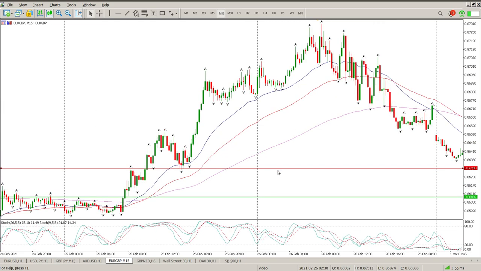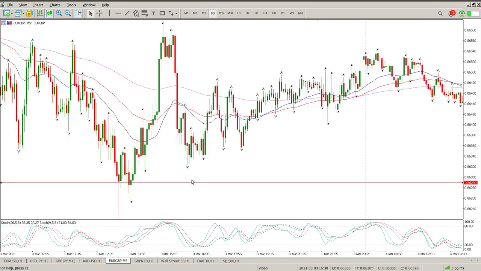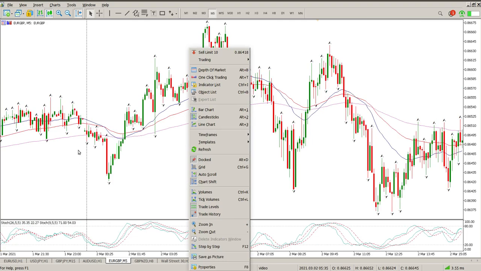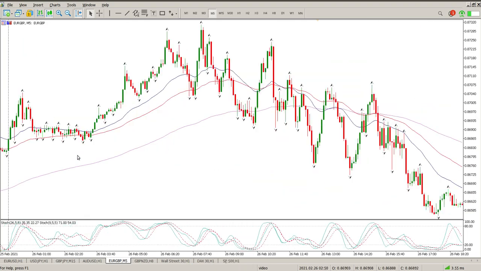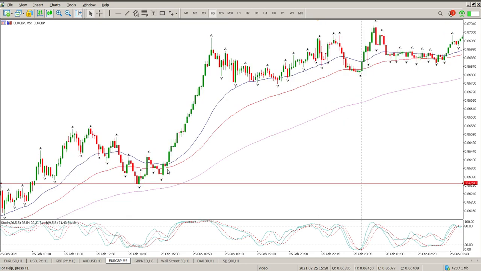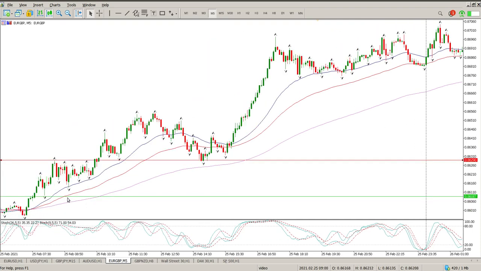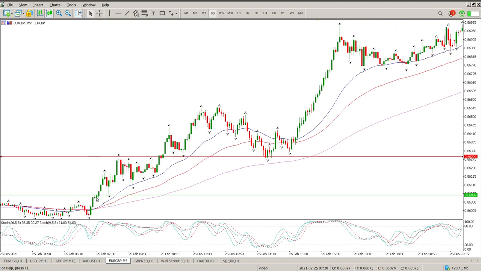You should see the gap here. It's probably a little bit lower down. 25th of Feb. Give me a sec, guys. It's important, this. So we've got an hour gap, and you just want to see if you've got a lower gap here. Can't see it.